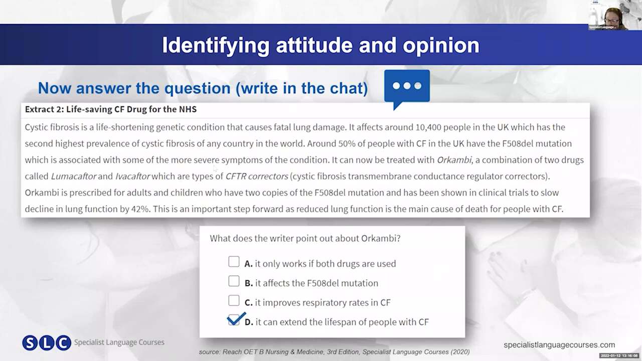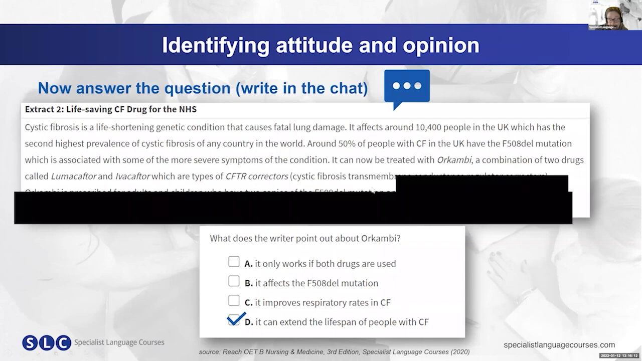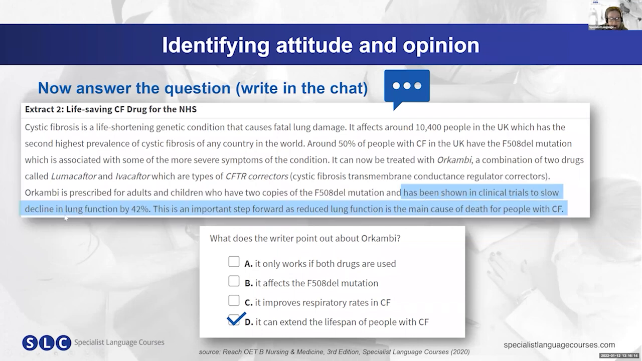And if you look, you can find those facts in the paragraph. Okay, it says here, it's been shown to slow the decline of lung function. And this is an important step forward, as reduced lung function is the main cause of death for people with CF. So we know that if it's reducing the decline in lung function, it can extend the lifespan of people.